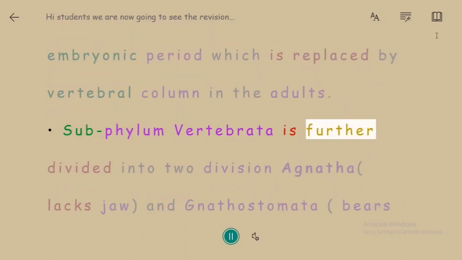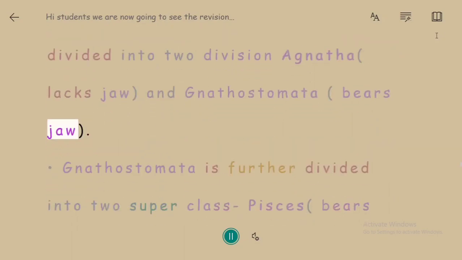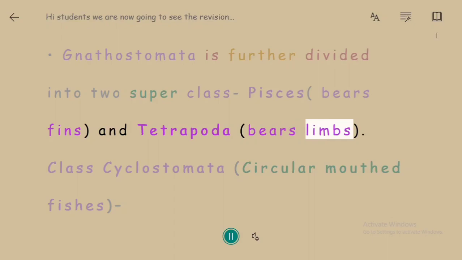Subphylum Vertebrata is further divided into two divisions: Agnatha, meaning jawless, and Gnathostomata, meaning bearing jaws. Gnathostomata is further divided into two superclasses: Pisces, bearing fins, and Tetrapoda, bearing limbs.